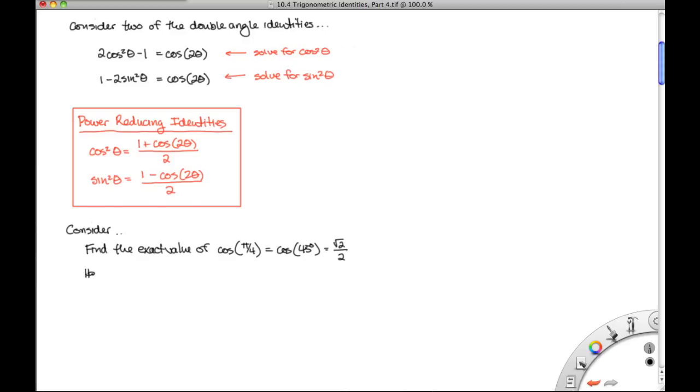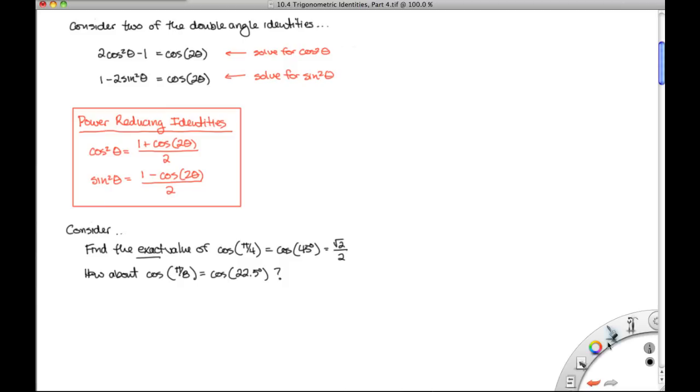But how about an angle like this, like the cosine of pi over 8? Now, if we were to convert this into degrees, we'd see that this is actually the cosine of 22.5 degrees. So how are we going to find an exact value for this? Well, kind of like we did with the sum and difference when we ran into this issue of exact values for unfamiliar angles, we're going to use identities.